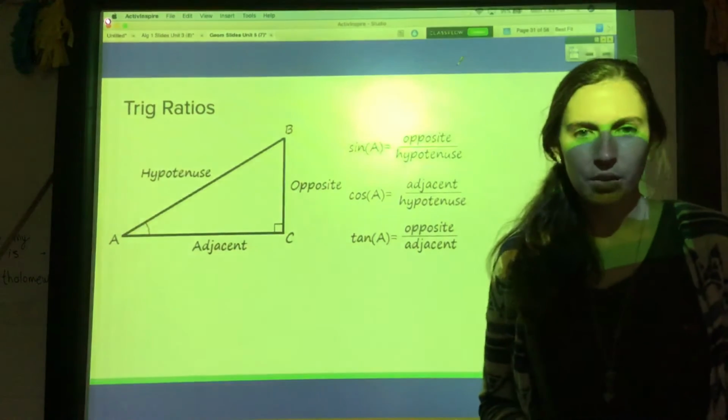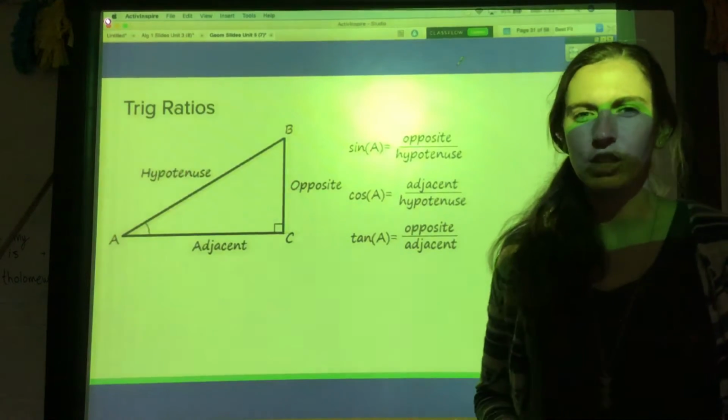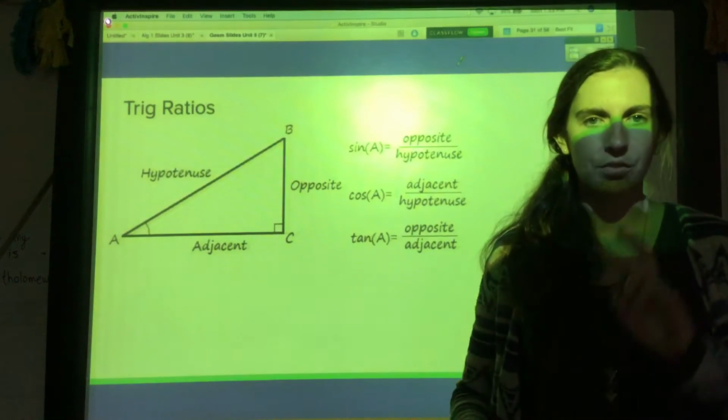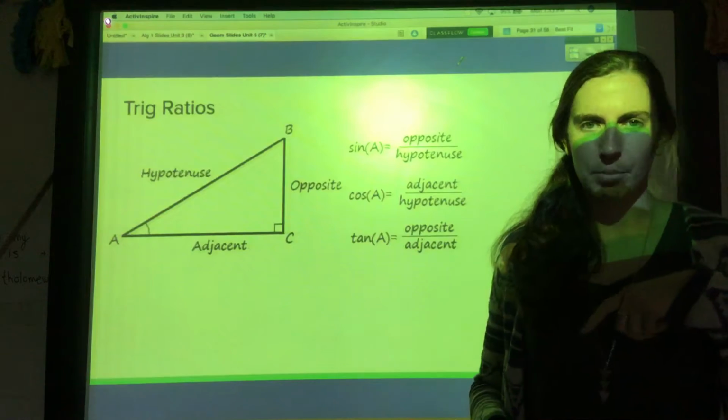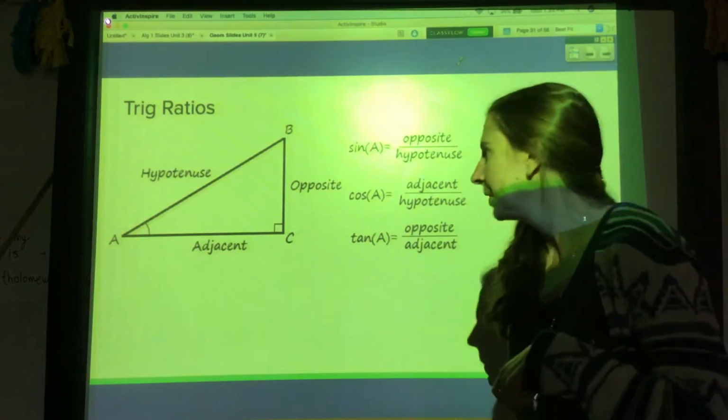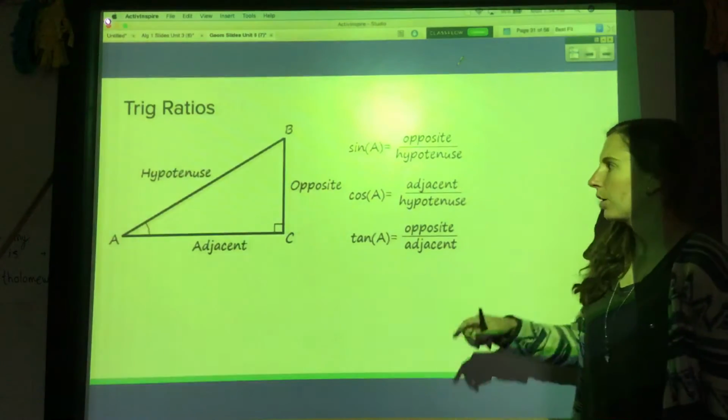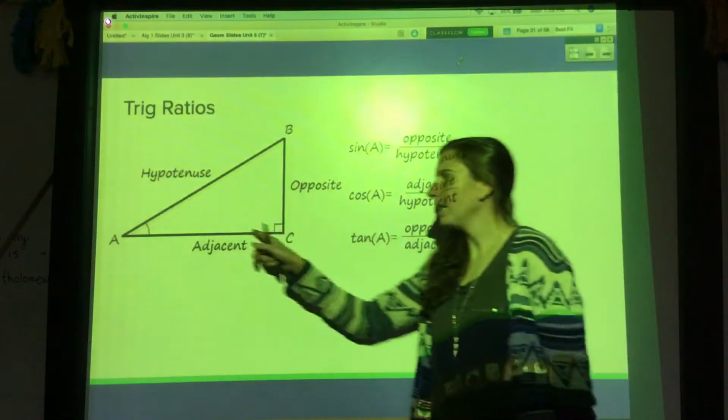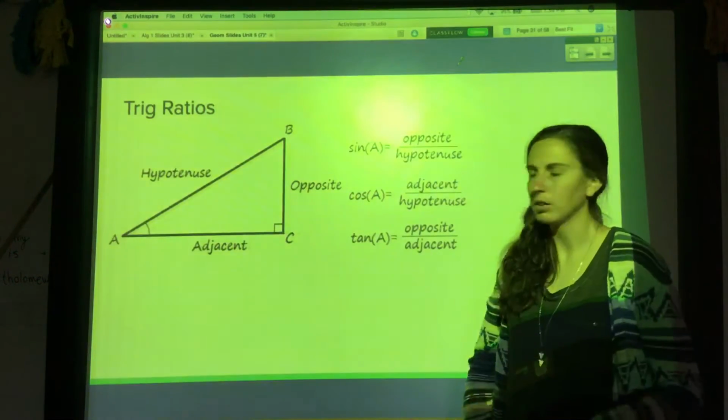Hi everyone, so this video is on reciprocal trig ratios. Reciprocal means flipping a fraction, and you'll see where that comes from here in a second. So I wanted to remind you, first of all, I'll go back a little bit. When you have a right triangle, that's all trig is about.